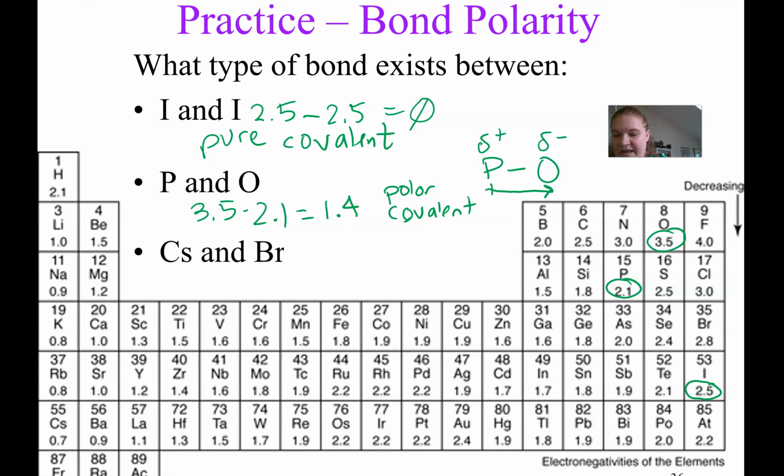And cesium and bromine, cesium is a 0.7, bromine is a 2.8, so 2.8 minus that 0.7 gives us a 2.1, so that tells us that this is an ionic bond. So we know that this is a metal and a non-metal, so this isn't a surprise. And we know that cesium would have a plus and bromine would have a minus. So not partial charges, but full charges.